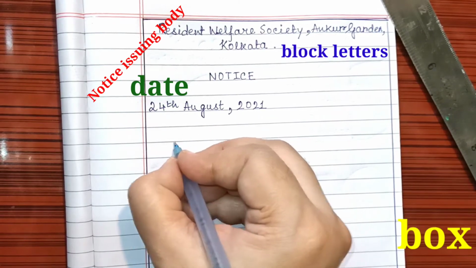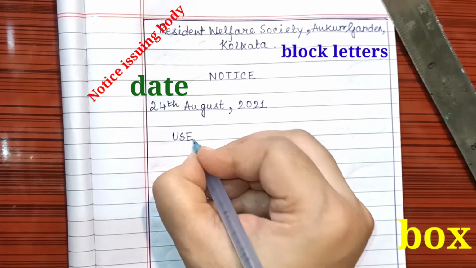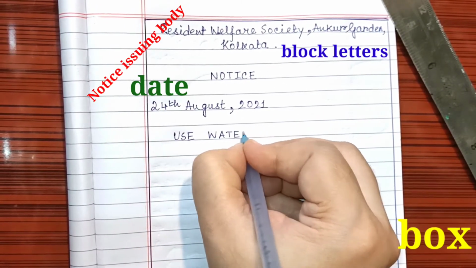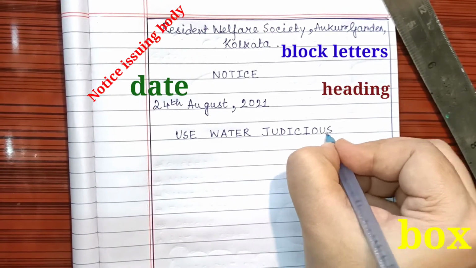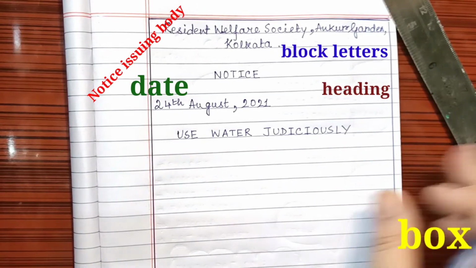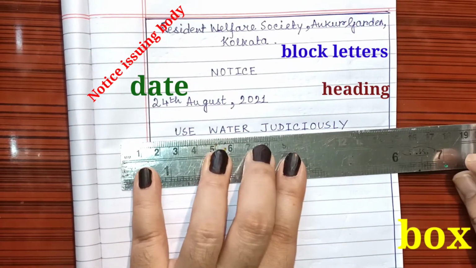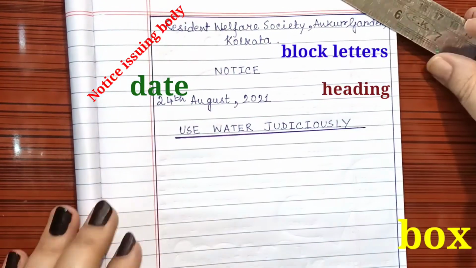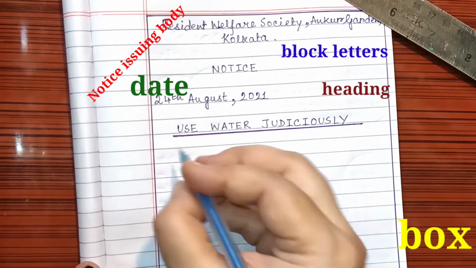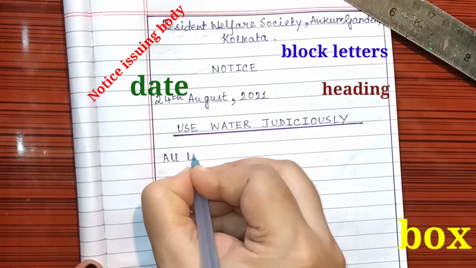Leave another line and start writing what the notice is about, that is the heading, the subject of the notice. Use water judiciously is my heading. Use a catchy heading and underline it properly. After that, leave another line and start writing the body.